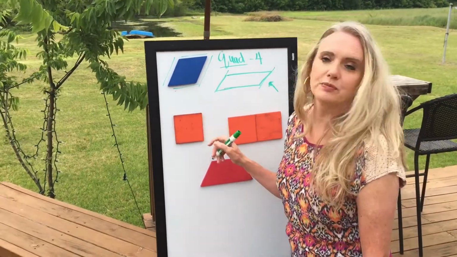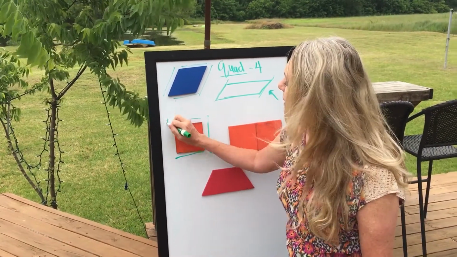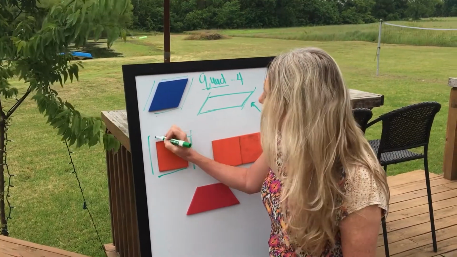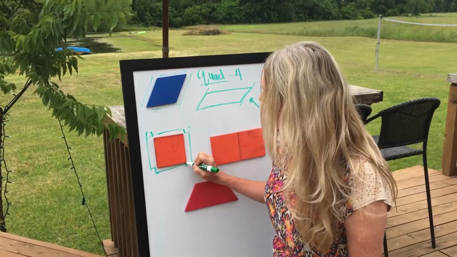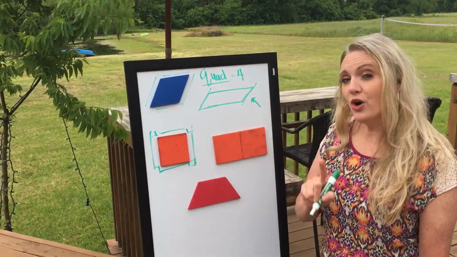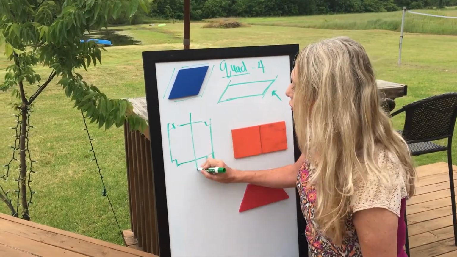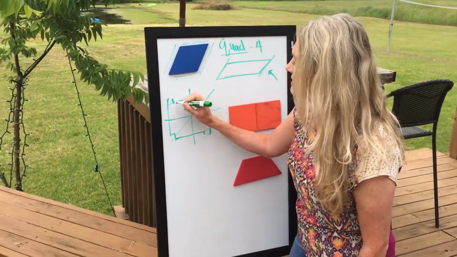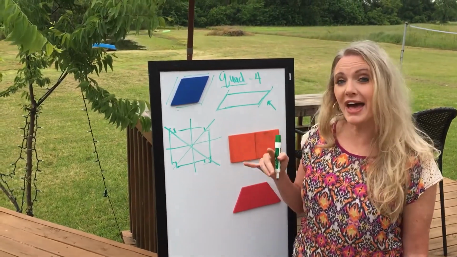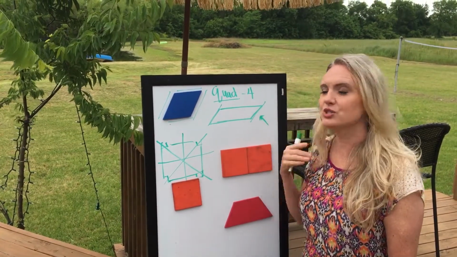Looking at the square, we know a square has two pairs of parallel lines, four right angles, and all the sides are equal. Now, we've also learned something new this week. A square has four lines of symmetry. So if we would have come back after spring break, we would have added that part to the song. So I want you to practice that also.